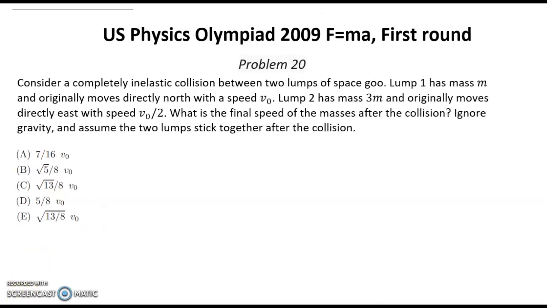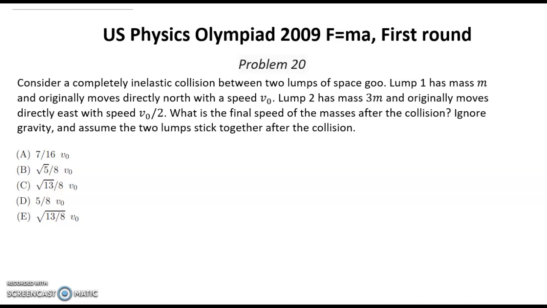Problem number 20. Consider a completely inelastic collision between 2 lumps of space glue. Lump 1 has mass m and originally moves directly north with a speed v0. Lump 2 has mass 3m and originally moves directly east with a speed v0/2. What is the final speed of the masses after the collision? Ignore gravity and assume the 2 lumps stick together after the collision.